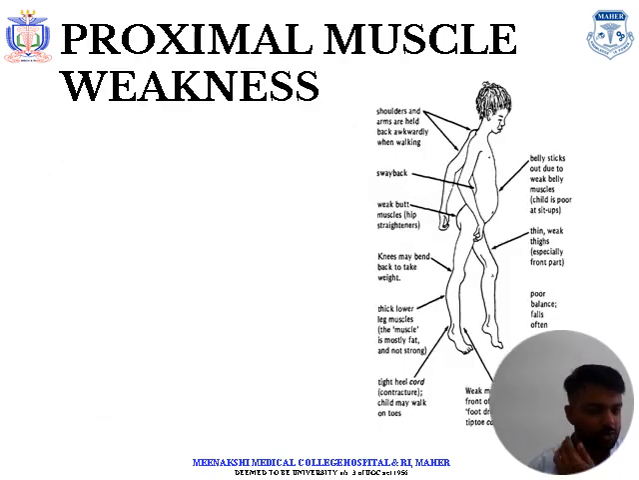Proximal muscle weakness gait is seen in neuromuscular disorders where the muscles of the proximal thigh and around the abdomen region will be weak, so the patient will have to take hand support to get up from the floor.